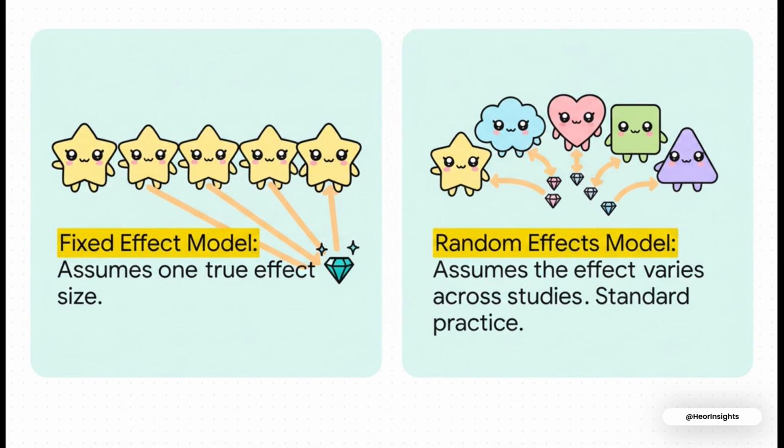Now, this pooled result is calculated using one of 2 statistical models. A fixed effect model assumes that all studies are estimating one single true effect. In contrast, a random effects model assumes that the true effect can vary from study to study. In HEOR, the random effects model is the standard, largely because HTA bodies prefer it. It better accounts for the real-world diversity we see across different clinical trials.